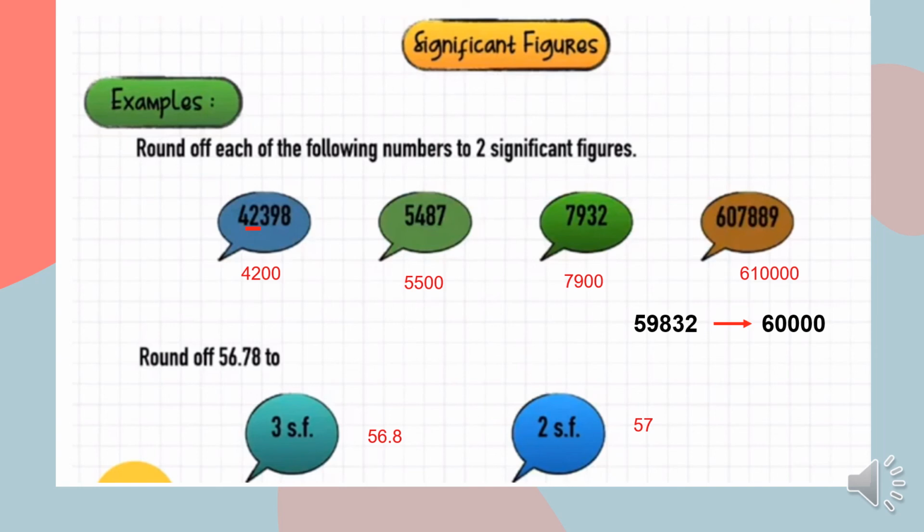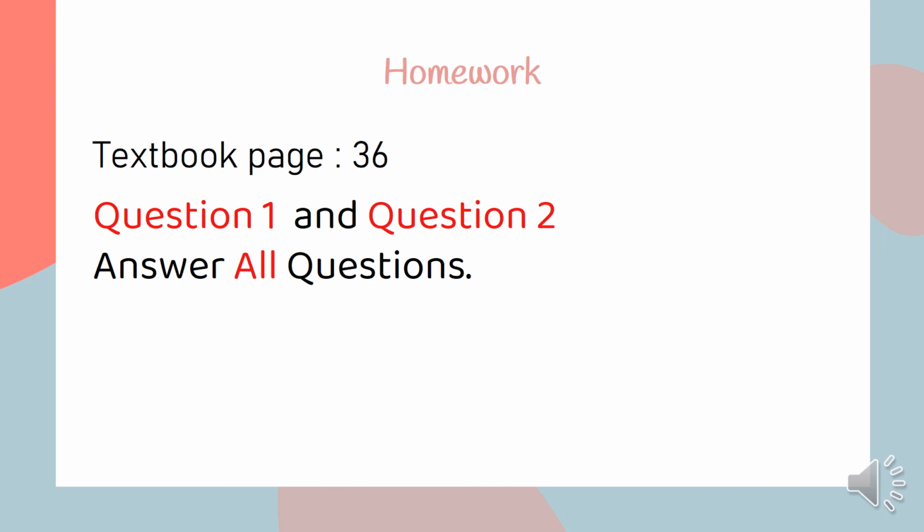Alright, so before we end our session, I have homework for you. This is your homework in your textbook, page 36, question number 1 and question number 2, and kindly answer all the questions given. I hope you can get all correct, and again, I hope that you can distinguish the decimal and the integer, especially the zero placement, 0 at the back, 0 at the front. I really hope you can do that.